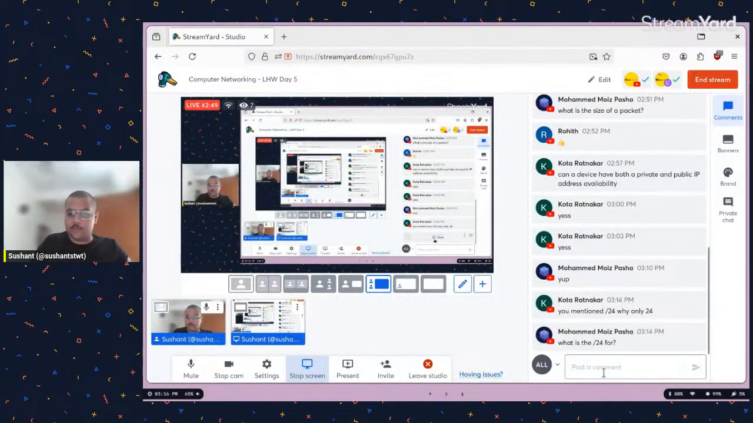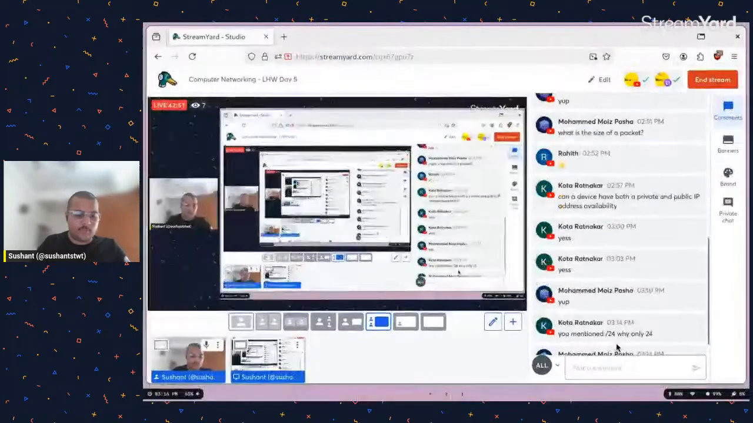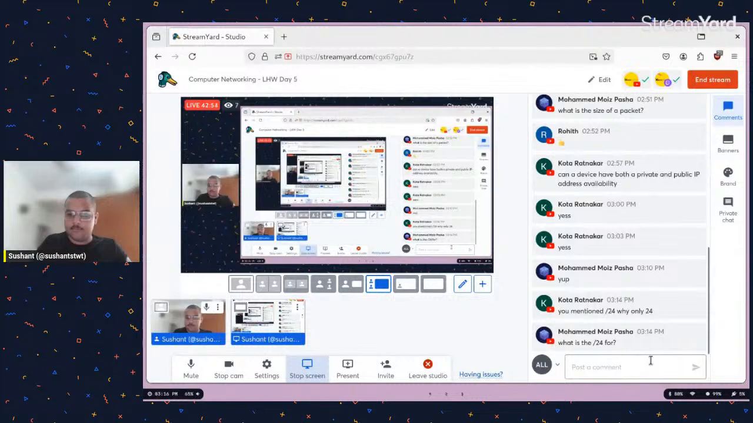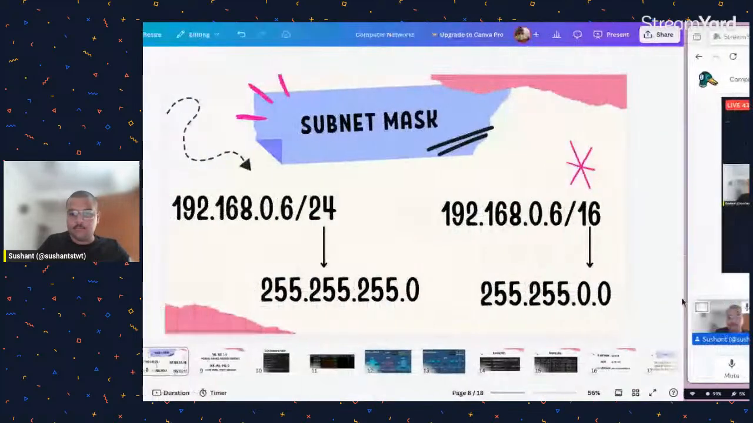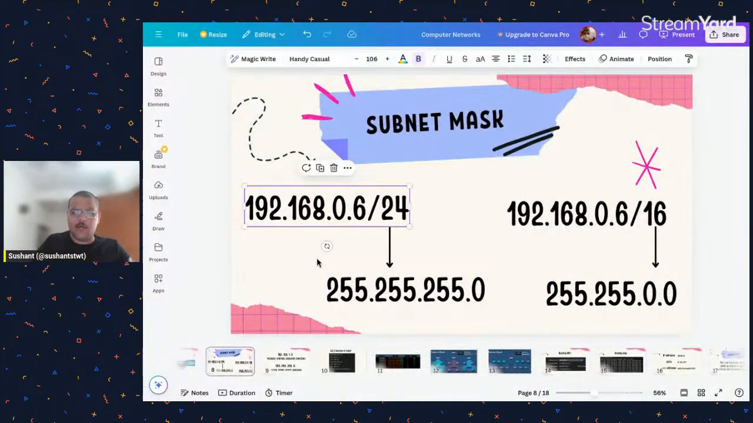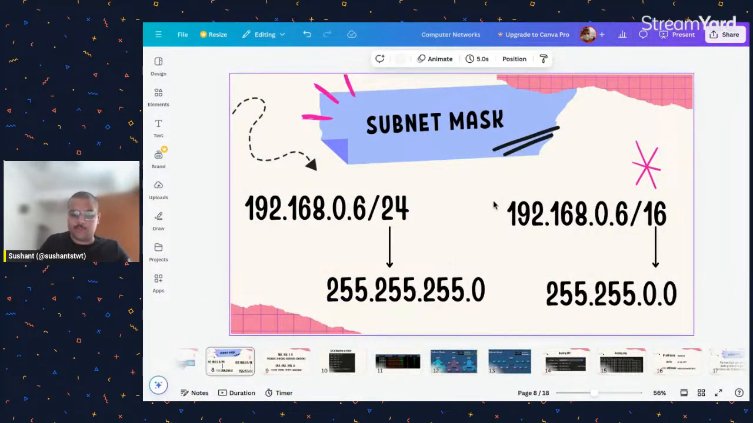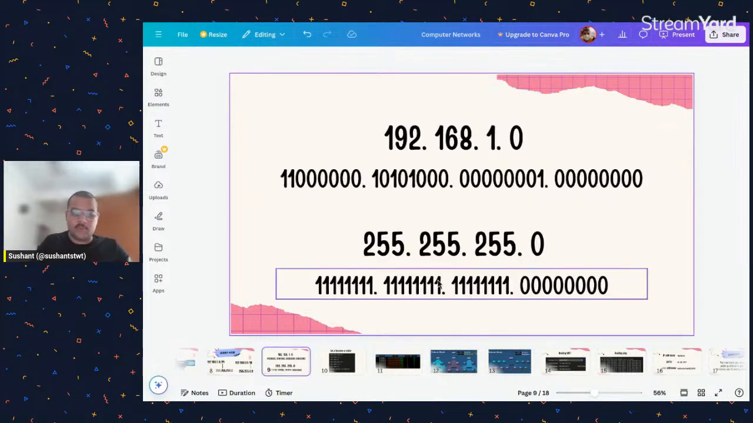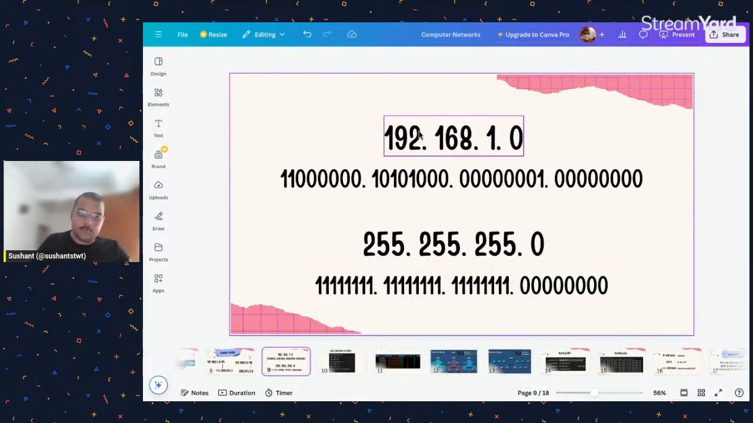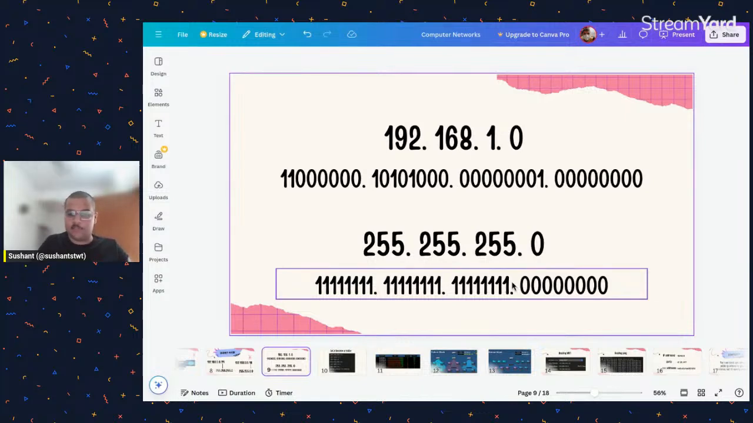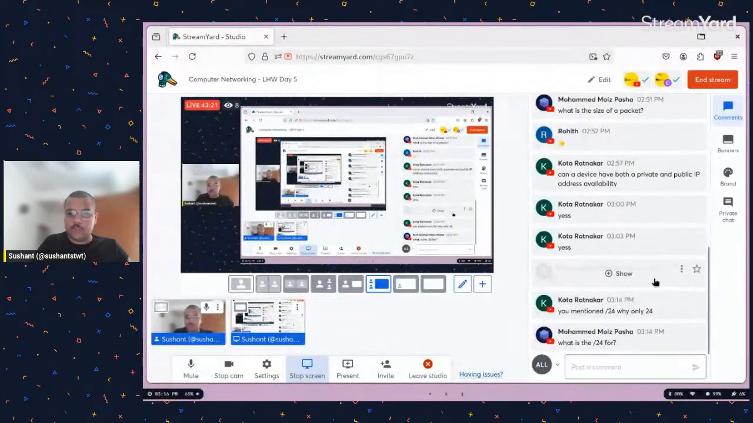What is slash 24? Was my explanation clear this time, or is it still unclear? Why do we have a slash 24? Slash 24 is nothing but how many bits are on in your subnet mask. You can just count from here to here. This is 24. So if you add a slash 24, it means you have 24 bits on. That's it. Was it clear?